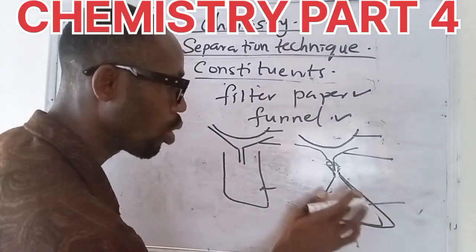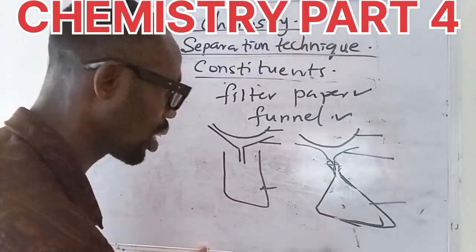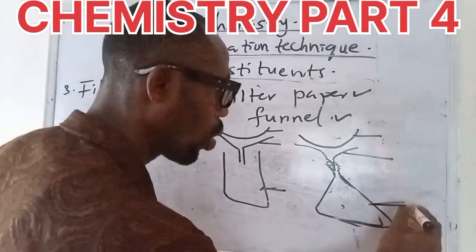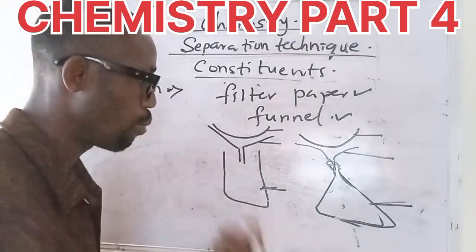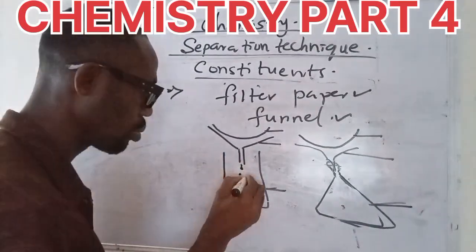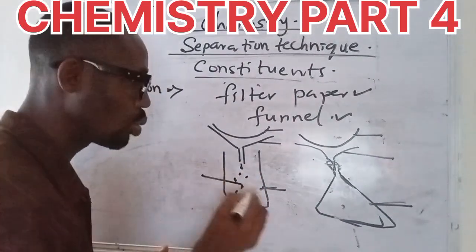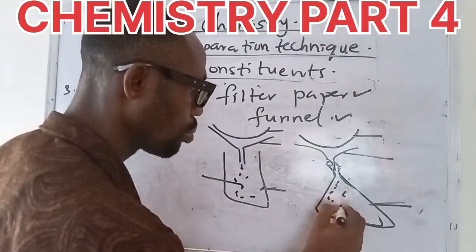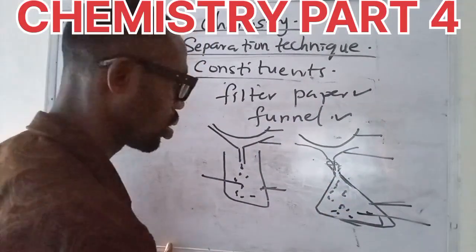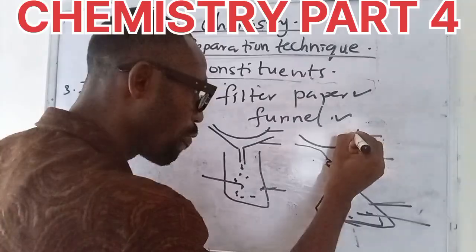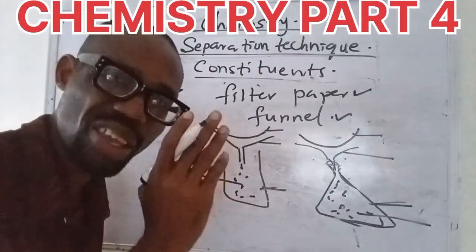Whether it's a beaker or a conical flask, one thing I want you to understand is that these two are the collecting container for what will be coming down. This will give you the filtrate. This is the filtrate. But this filter paper and funnel are very important.